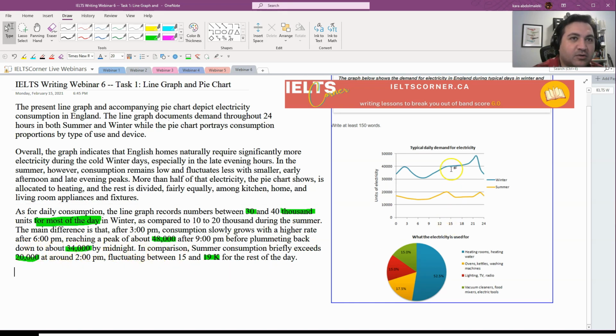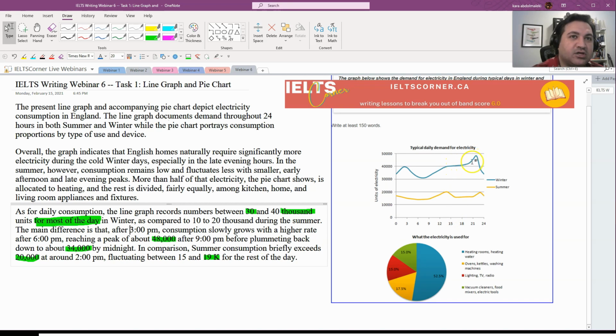So I'm talking about here. We say after 6 p.m., it picks up, right? And then, sorry, this is 6 a.m. After 3 p.m., I've mentioned here, where's 3 p.m.? Here. After 3 p.m., I've said that it picks up. This is 3 p.m. right here. And then the rate is increasing.